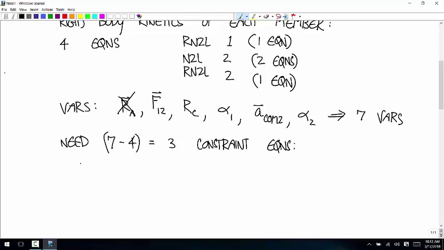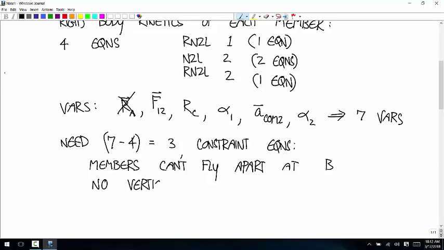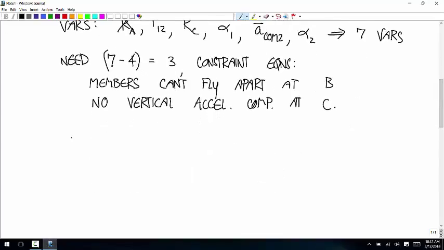And those are going to come from, yes, so the members can't fly apart at B. And there's no vertical acceleration component at C. Okay, so first let's do the one that says the members can't fly apart at B.